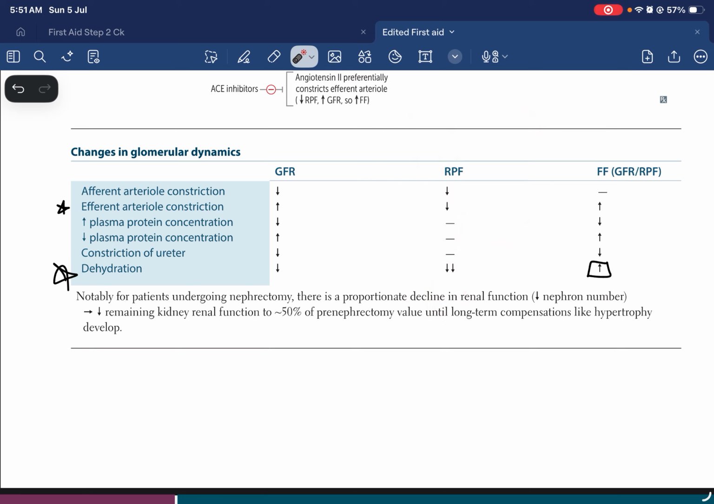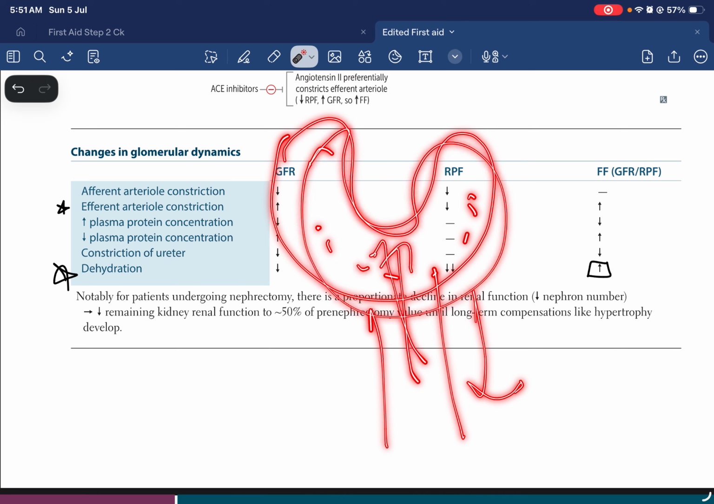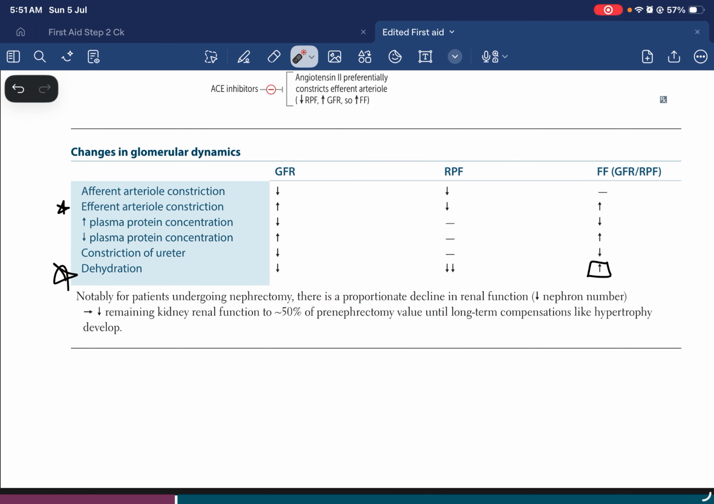If you constrict the ureter, the Bowman's capsule is going to be filled with fluid because the urine is not flowing out. This means the pressure is going to build up in the Bowman's capsule. Because of that, the urine is not going to be produced at that rate. So again, GFR would decrease.